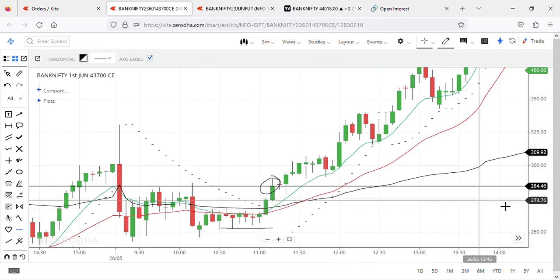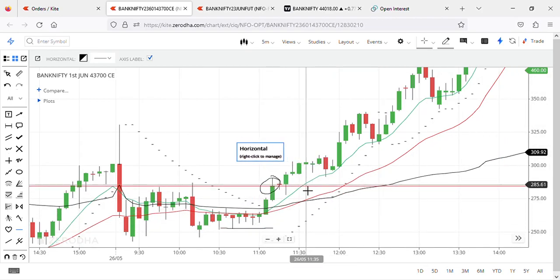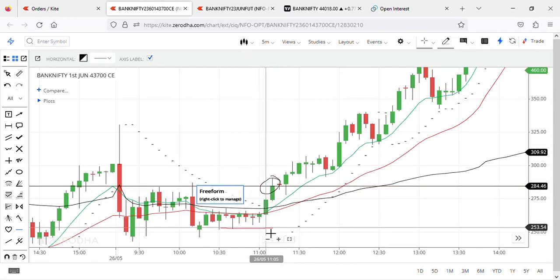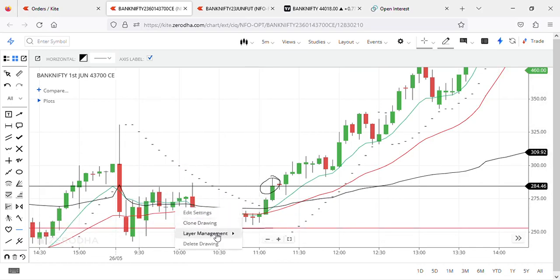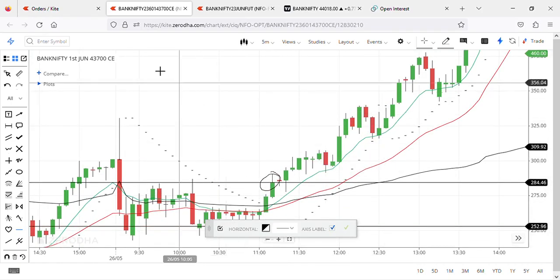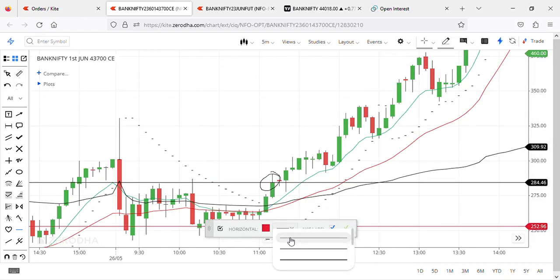Where should I put my stop loss? The entry happened at 284, as you can see over here. My stop loss should be at the low side of this swing. Usually what I do is I color it red. Let me just do that for you. I put it nice and thick.